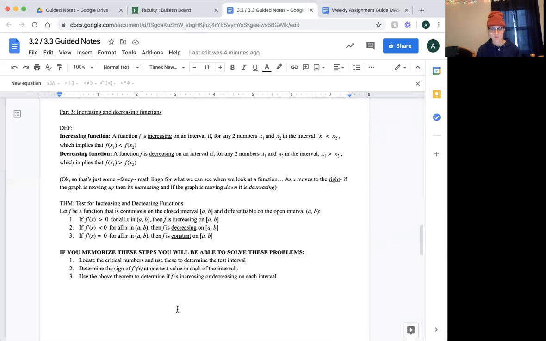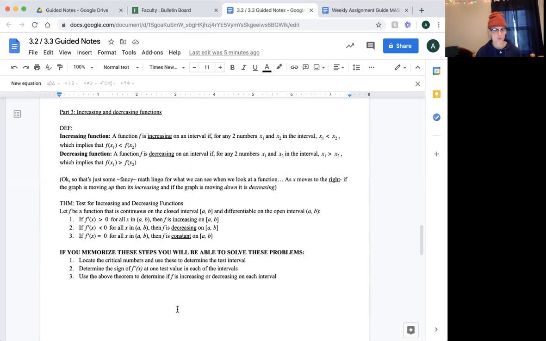Basically, as x moves to the right, so as we go this way, if a graph is moving up, then it's increasing, and if the graph is moving down, it's decreasing. So very basic definition there. It's written in fancy math terms above right here, but you can see if a function is increasing or decreasing.